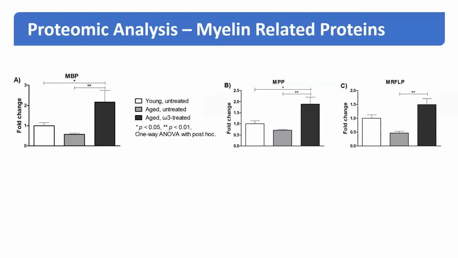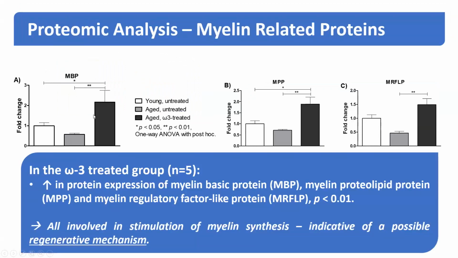The next set of data relates to the proteomic analysis. In this case, we found very interesting results that relate to myelin-related proteins. As you can see, the omega-3 treated group showed an increase in the myelin basic protein, in the myelin proteolipid protein, and also in the myelin regulatory factor-like protein. In all cases, we've seen an increase. That shows that perhaps there is a mechanism that relates to myelin synthesis, and it might indicate a possible regenerative mechanism with the use of omega-3.